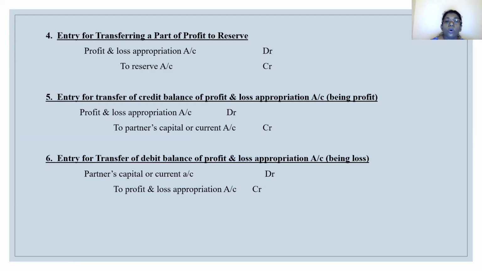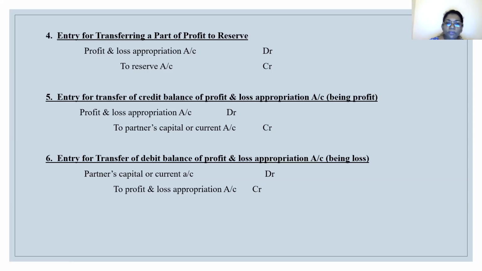So let's look at how we are going to record the entry for transferring part of the profit to the reserve. When there is a profit, we are going to transfer it to a general reserve. Then we are going to debit the profit and loss appropriation account and credit the reserve account. By way of this, we ensure we have a reserve of the partnership profit, and this reserve will provide a way when there is a necessity of funds.